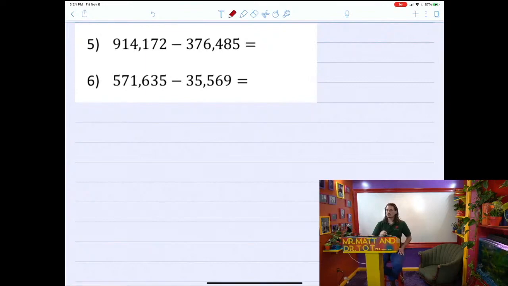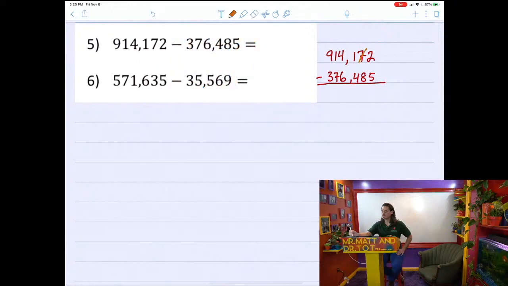Okay, so question number 5 asks 914,172 minus 376,485. So, of course, we're going to start by writing this in a vertical orientation. And then going digit by digit, starting with the ones digit. 2 minus 5 we can't do, so we're going to have to borrow from 7, making it a 6, turning the 2 into a 12.